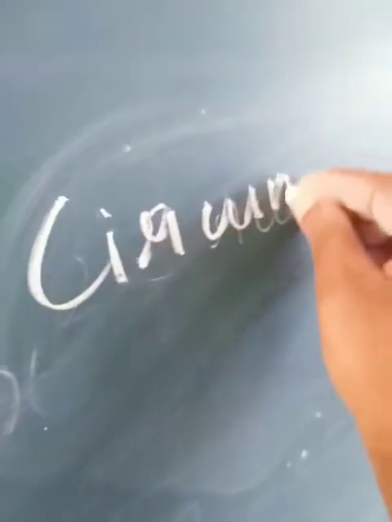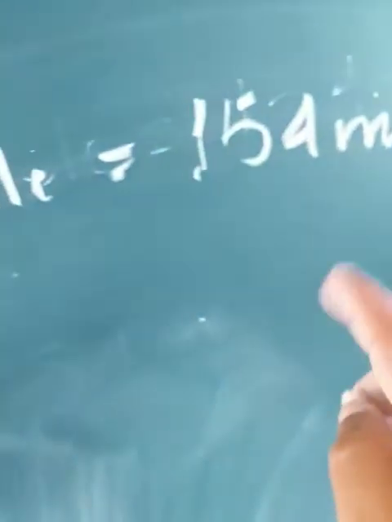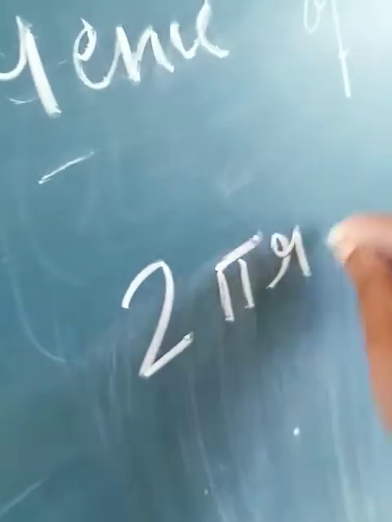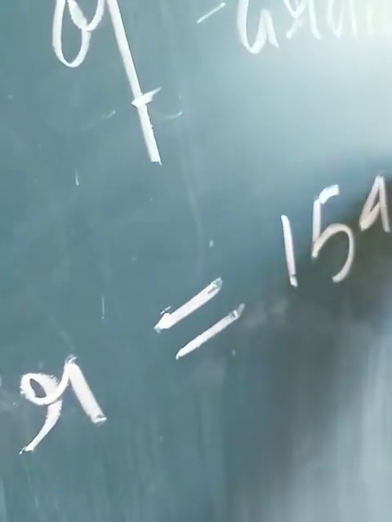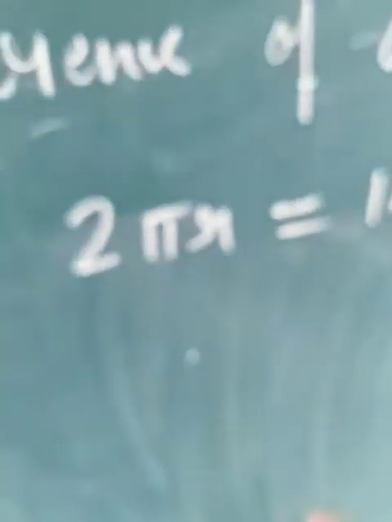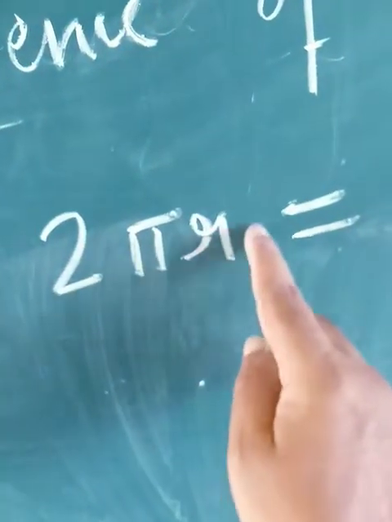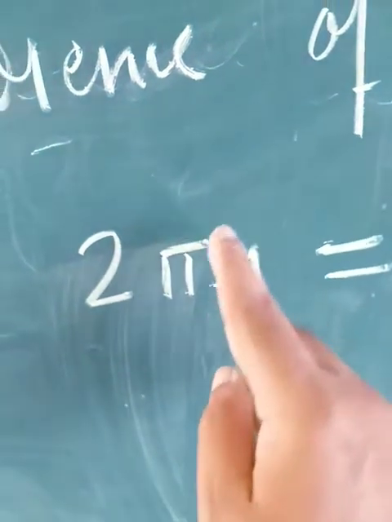So the first sentence that we'll write is: circumference of circle is what? What is the value given? 154 meter. Now we'll compare this 154 meter with the formula of circumference of circle, that is 2 pi r is equal to 154 meter. And why are we doing this? Because when we compare the formula with the value, then we'll get the value of r. So our main objective is to get the value of r first.